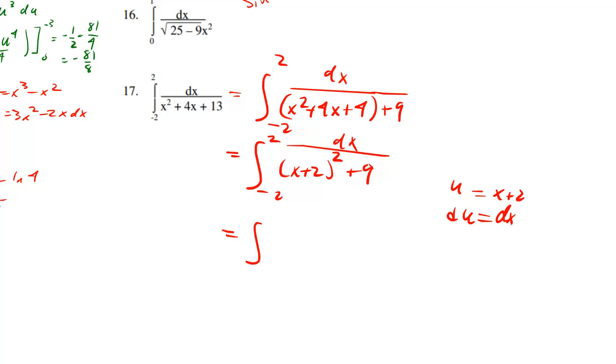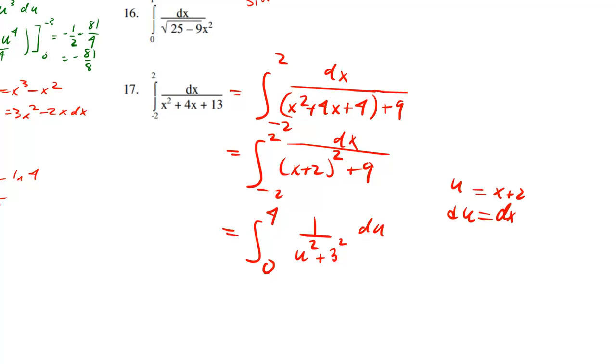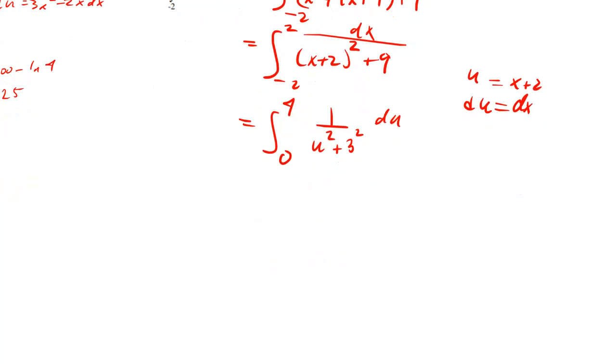So negative 2, if x is negative 2, u is 0. If x is 2, u is 4. And it would be 1 over u squared plus 3 squared with a du. This is something, again, I'll just give you the answers here.